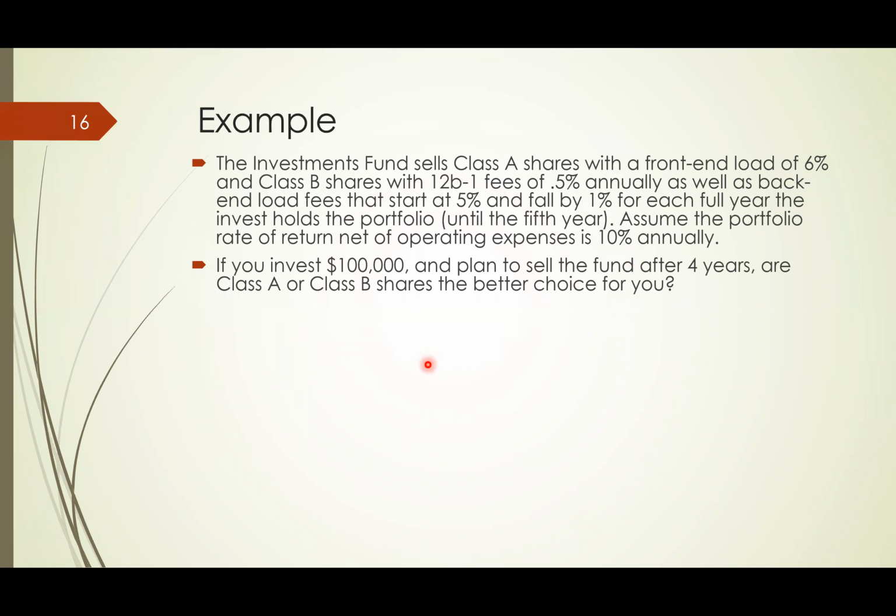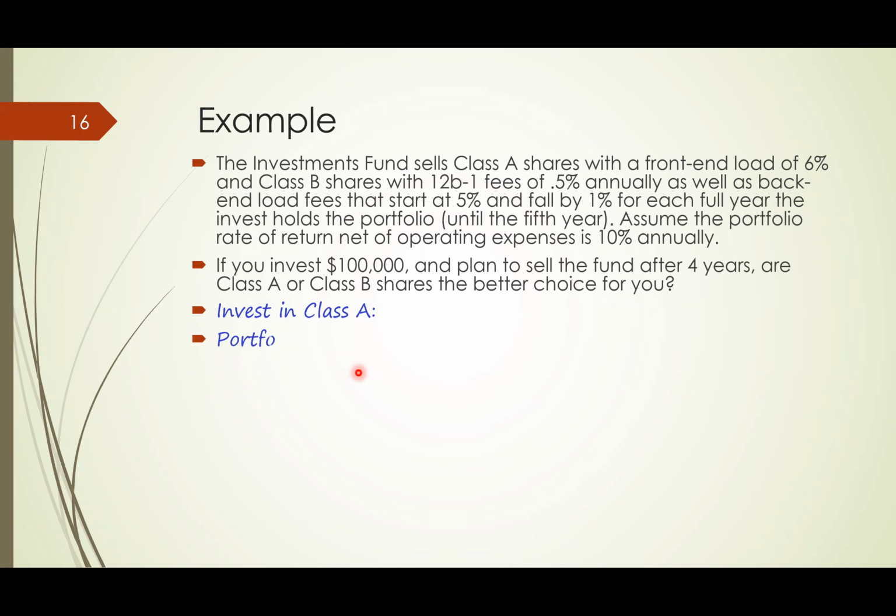So the question is, if you're investing $100,000 and plan to sell the funds after 4 years, which one of the two class shares is a better choice? We'll first look at investment in Class A. On Class A, you have to pay 6%. In other words, only 94% of the share value is invested. 94% of the investment is invested in shares that are going to compound at 10% for 4 years.